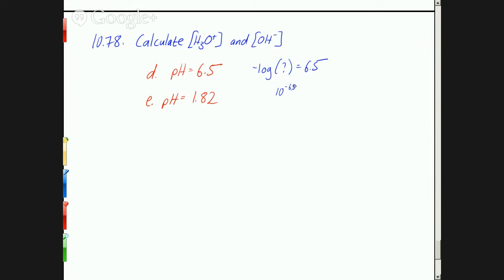Now, usually we don't have decimals up in our exponent, so that's how we use our calculator. We say 10 to the negative 6.5 equals what? What does that come out to? Can we calculate that out? 3.16. Okay. Looks reasonable. So the hydronium ion concentration for this first one is going to be 3.16 times 10 to the minus 7 mole.